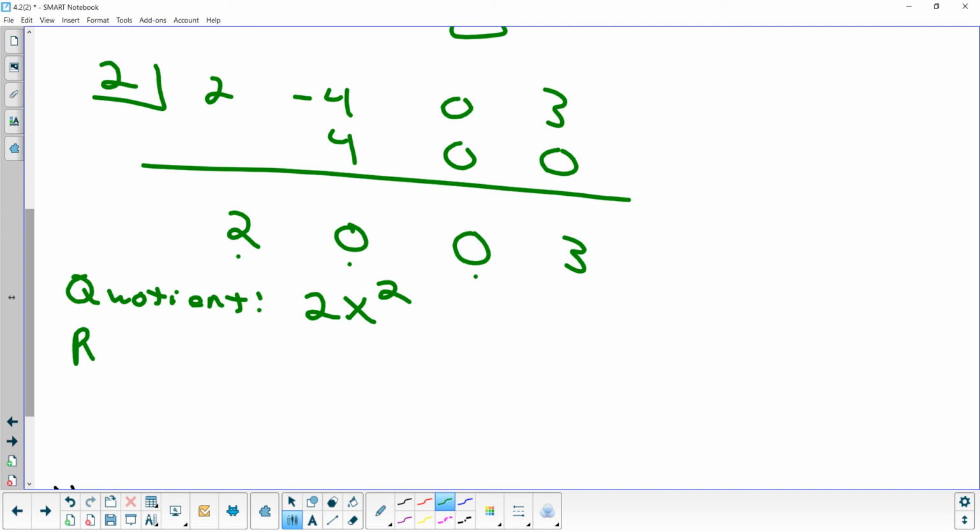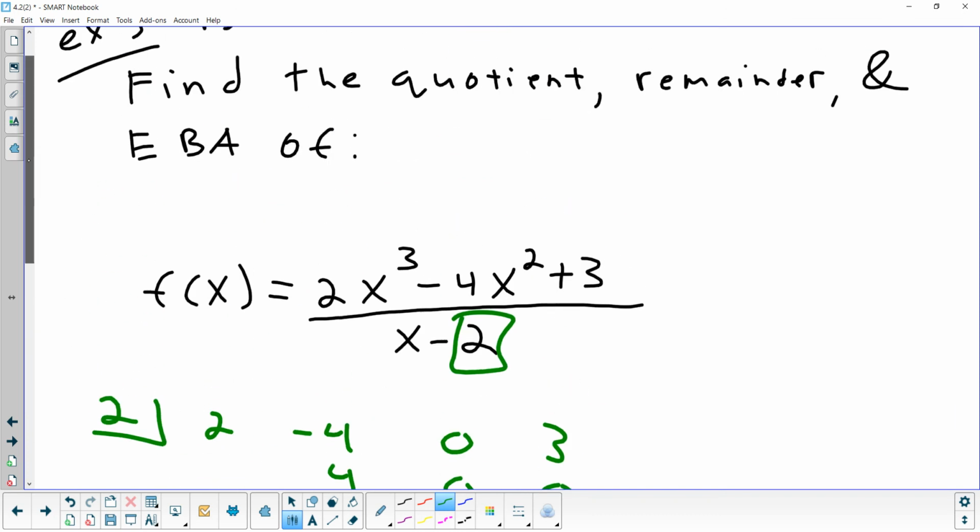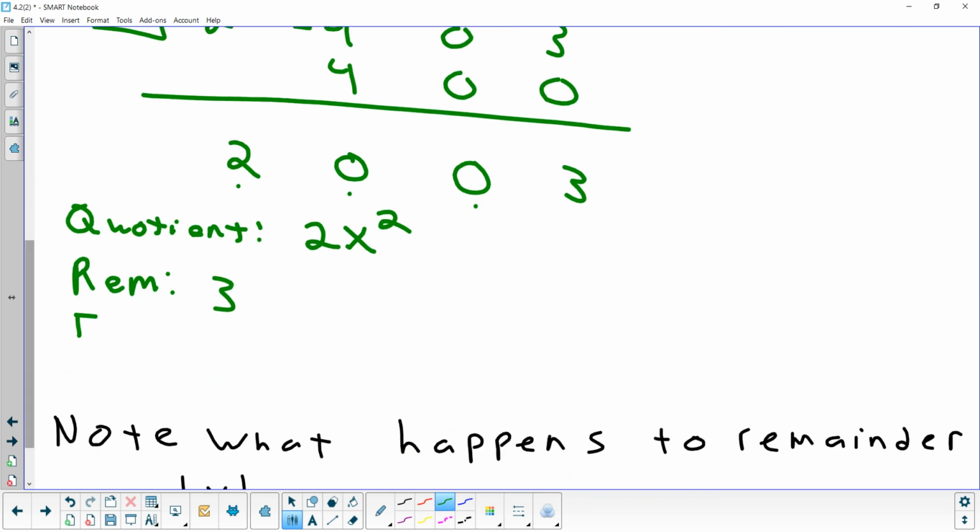Remainder. What's my remainder? Well, I think I just said it. The remainder is 3. And the EBA? What's the EBA? The end behavior asymptote is 2x squared.